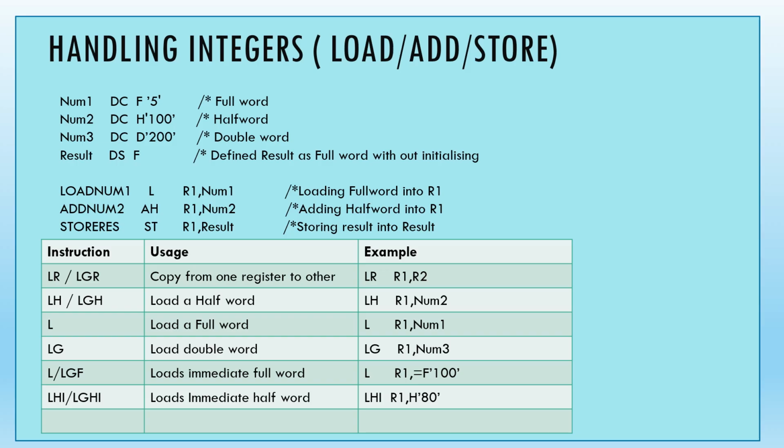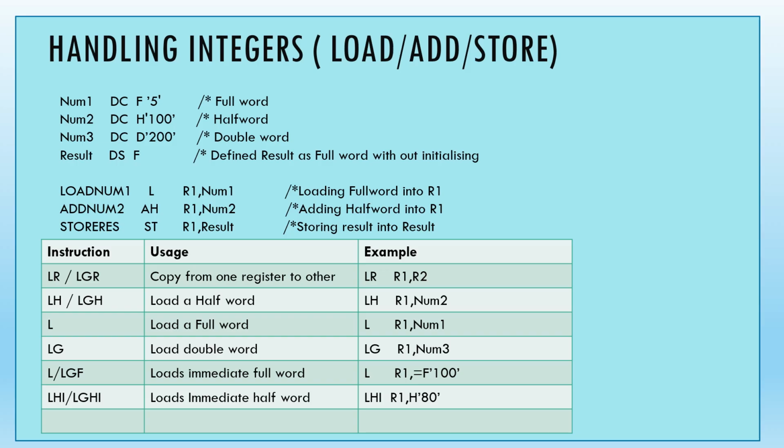The value 200 can be stored in a half word and full word also, but for us to understand how these various combinations work, we are going this way. We are defining three different variables with three different lengths: full word, half word, and double word. Then we are also defining a variable called result. We are calling it a full word. That means it is 4 bytes, and it is not initialized, so it might have garbage from the previous program, or something would have been stored. We are not cleaning up that place.